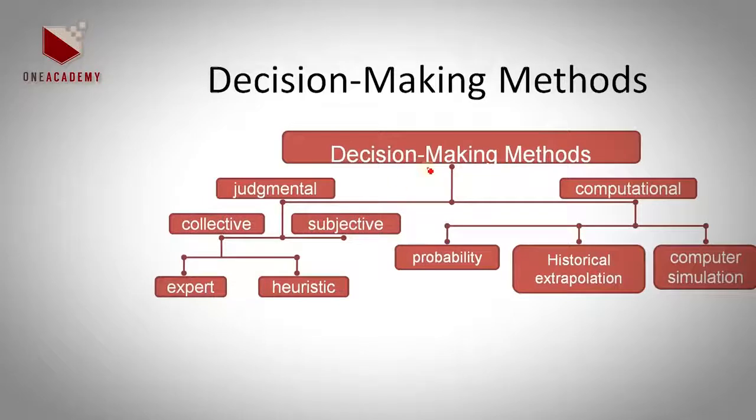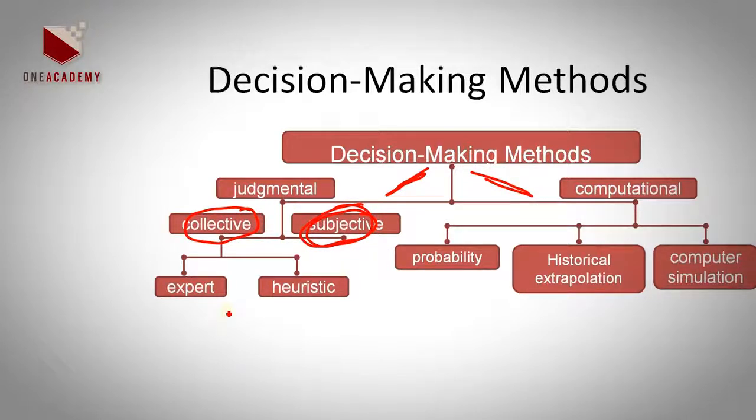Decision-making methods as a whole are a wide range of variety, but there are two main families: the judgmental methods based on subjective judgment, and computational methods based on computing something. And the normative reasoning decision approach is basically in the second one. And out of the judgmental, there are collective and subjective.